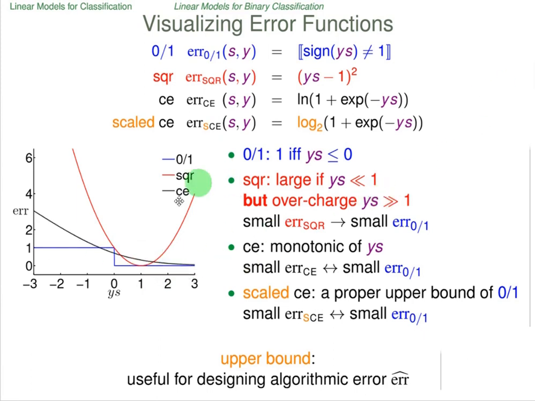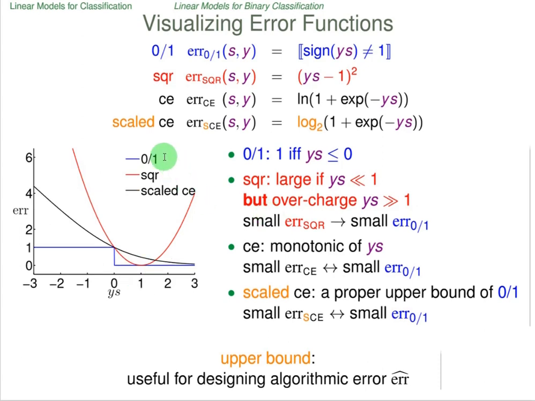Now we can take a look at the cross entropy error function, defined as follows, which is here. This is a graph of cross entropy in terms of ys. Cross entropy is a monotonically decreasing function of ys. We can see that as the classification correctness increases, the cross entropy decreases. The small cross entropy error and small 0-1 error can both converge to a minimum of 0 asymptotically. This case is different from the squared error, right? Squared error can only be equal to the 0-1 error at 1.